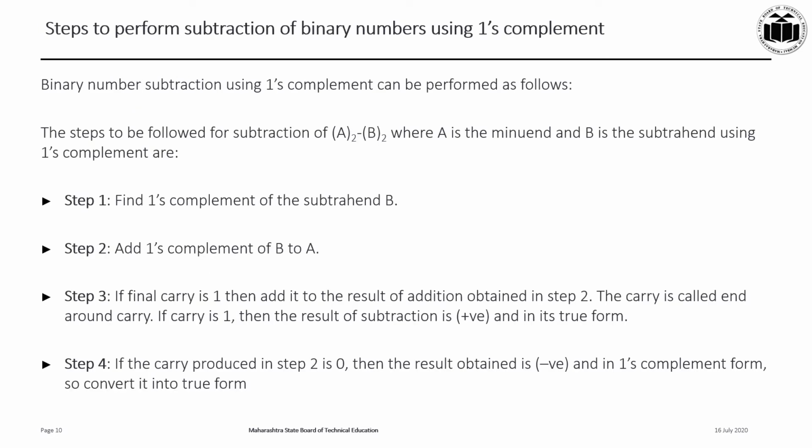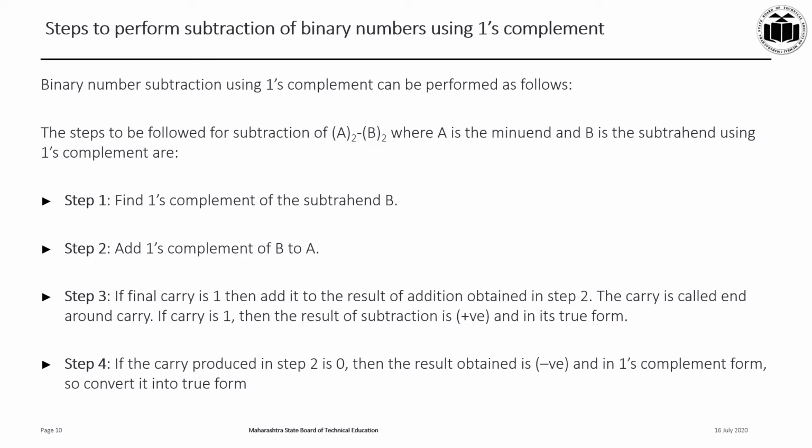Steps that need to be performed to carry out the subtraction of binary numbers using ones complement. Very easy and simple steps. We have 4 steps which we have to follow. Binary number subtraction using ones complement can be performed with the help of step 1, step 2, step 3 and step 4. Now if you have to do the subtraction of A minus B, A is called the minuend and B is the subtrahend. Remember, A is called the minuend and B is the subtrahend.